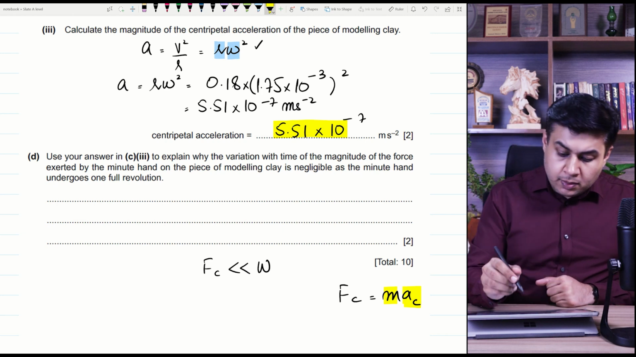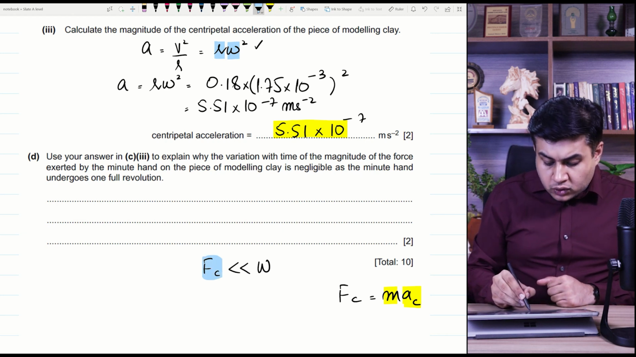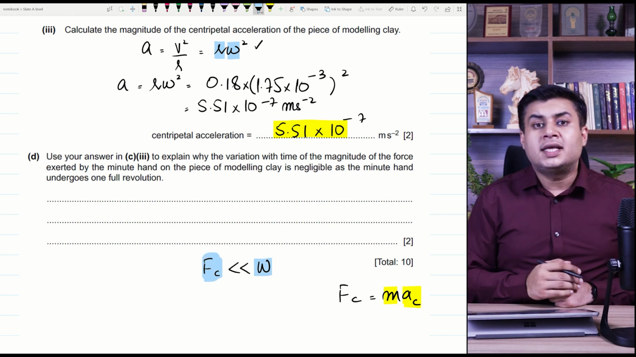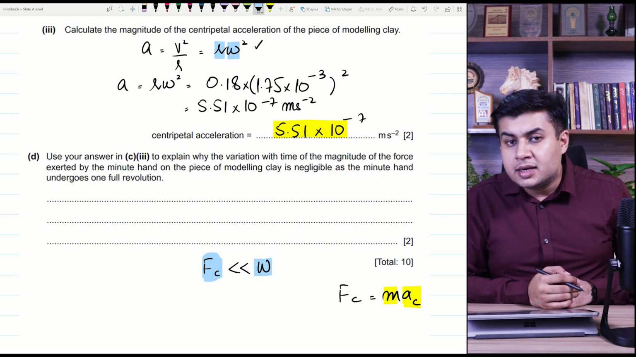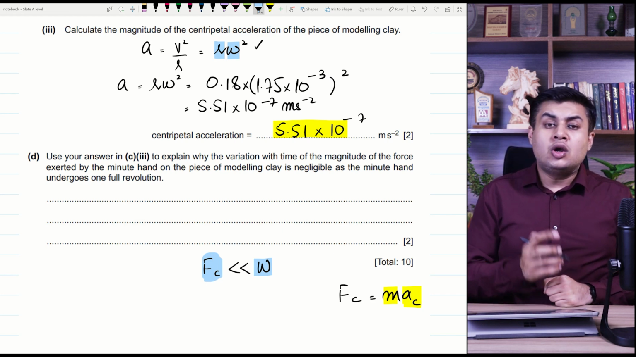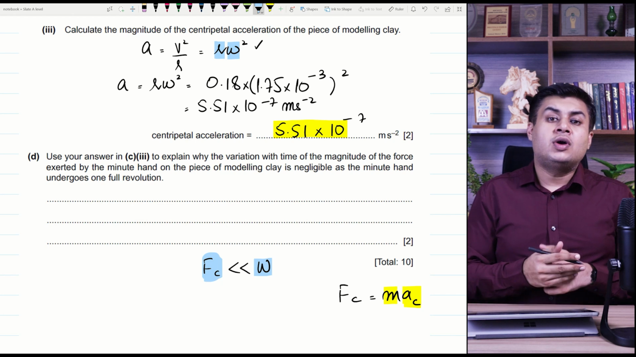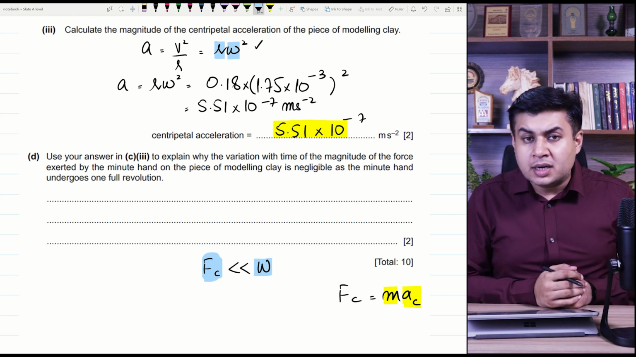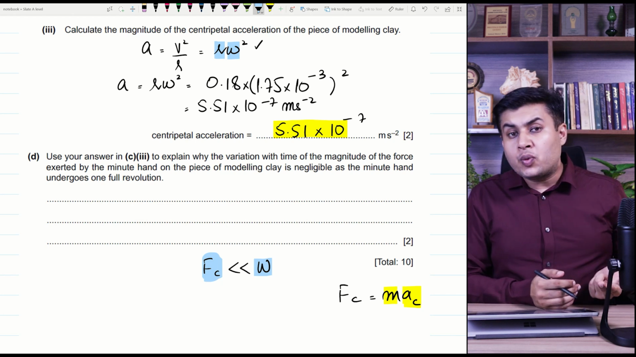ठीक है? So the baseline is this centripetal force or the resultant force is much smaller than the weight of modeling clay, right? So in this video we have done 2 questions, right? You have to do more questions from the past paper. In this video मैंने इसमें सिर्फ 2 questions cover किए.